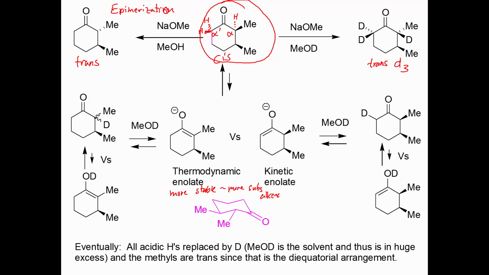And this is the kinetic enolate. This is the one that you actually form first. You form this one first because this position is sterically more accessible.